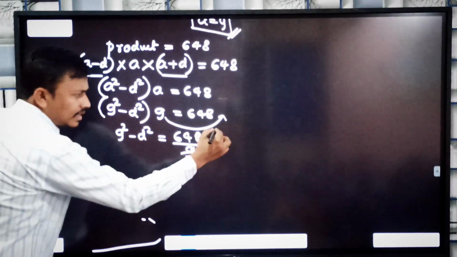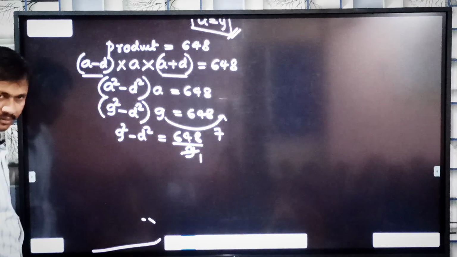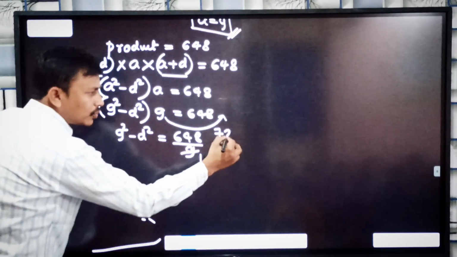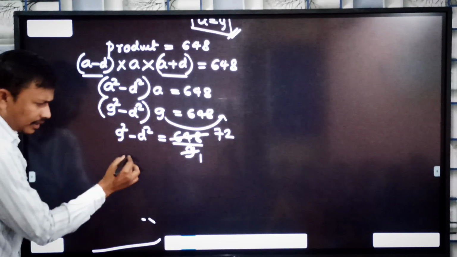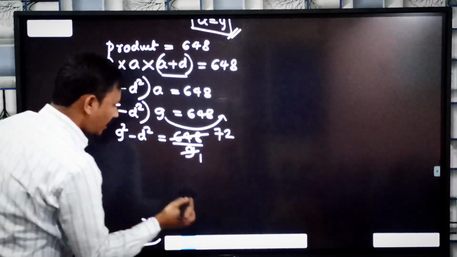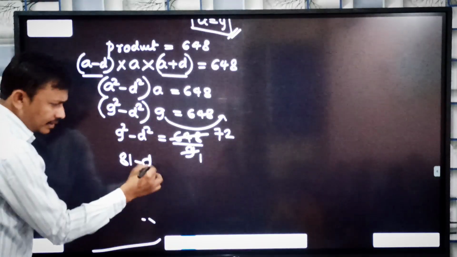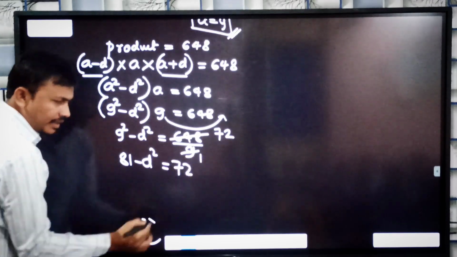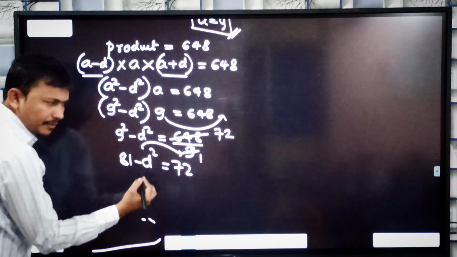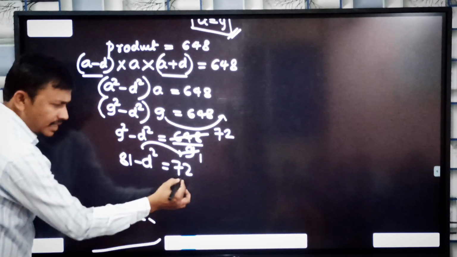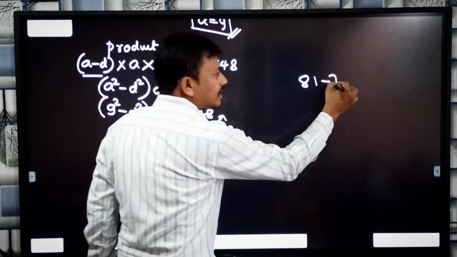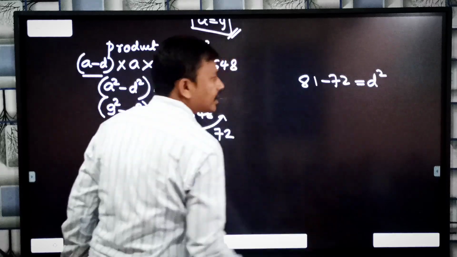9 ones are 9, 9 sevens are 63. Correct? 9 sevens are 63. 1 remaining, 18. 9 twos are 18. Correct? Then 9 square minus d square. What is 9 square value? 81 minus d square is equal to 72. Correct? Then minus d square, we move it here. It becomes plus d square. Plus 72 minus 81 minus 72 is equal to d square.